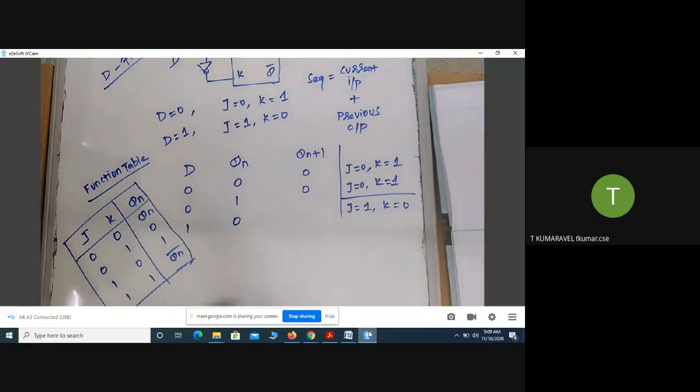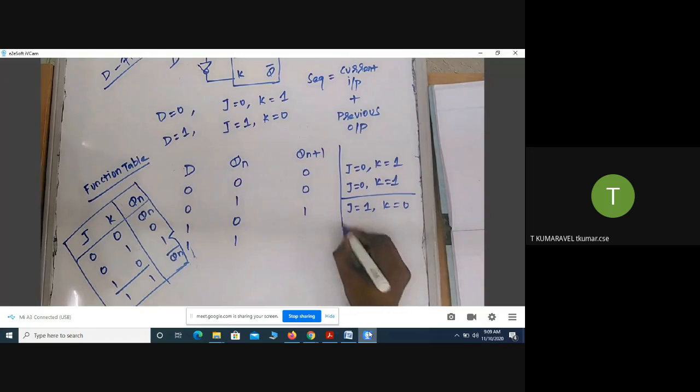Okay. J equal to 1, K equal to 0. So what is the output? 1. Okay. So the user is providing input 1. The previous stage output is also 1. Okay. So what is the output?